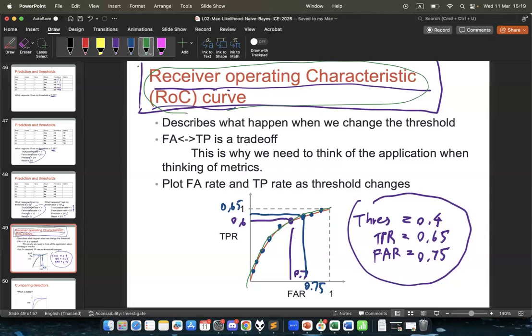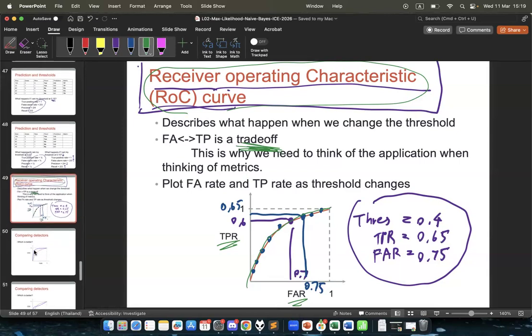And this represents a trade-off between true positive and false alarm. If you want more true positives, you're going to have higher false alarm. You cannot have it both ways. If I want better true positive, I will have to suffer in the false alarm. So this curve represents a trade-off, and this is actually the best way to compare different models.